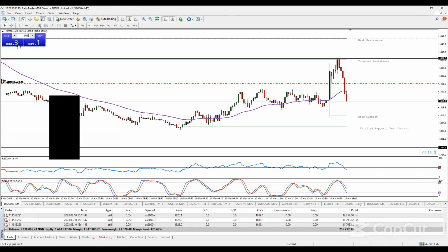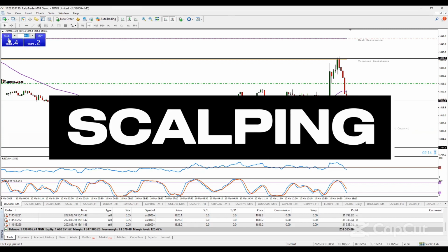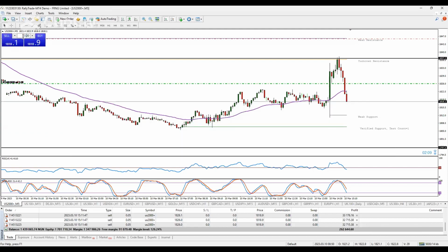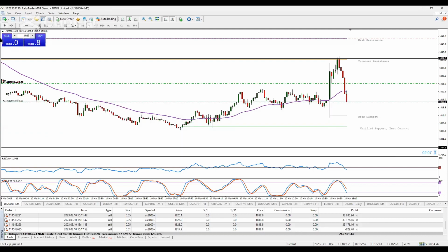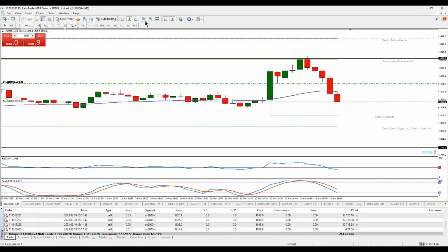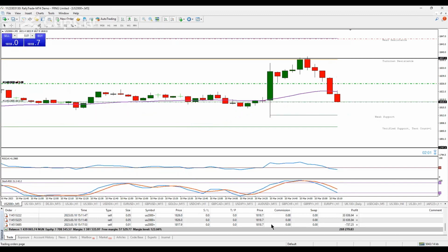Now let me start scalping now. Okay, let me go to 0.01. So I'm scalping now. But this 0.01 does not really make sense. This one, because, okay, see, this is my 0.01.